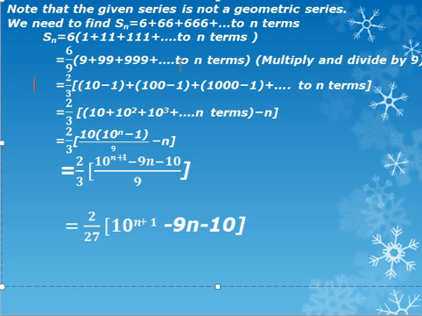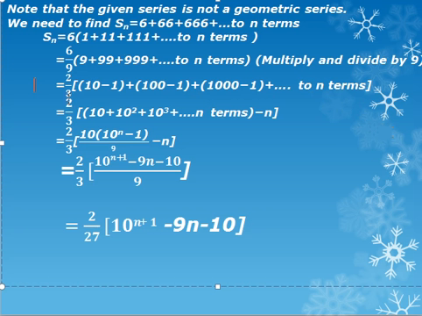Now I am multiplying and dividing by 9, so I will get 6 by 9 into, and this I have multiplied by 9, remember. So 9 plus 99 plus 999 plus 9999 and so on. Now I'm just going to simplify the outside. 6 by 9 is nothing but 2 by 3, and again 9 can be written as 10 minus 1, and 99 can be written as 100 minus 1, and then 999 can be written as 1000 minus 1, and so on up to n terms.